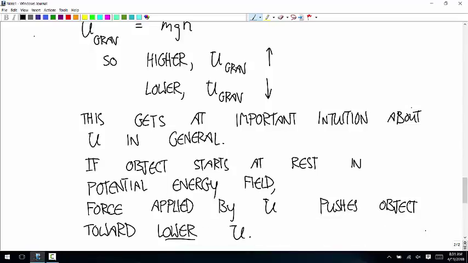All right, so lower potential energy due to gravity is down, higher is up, right? Which way is the gravitational force trying to push an object? Down. So the gravitational potential energy is always trying to push things towards a lower potential energy. That's what a potential energy field does, always.